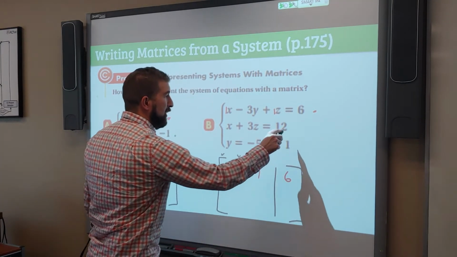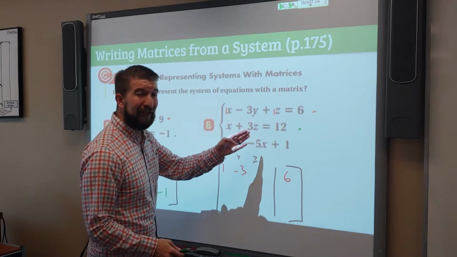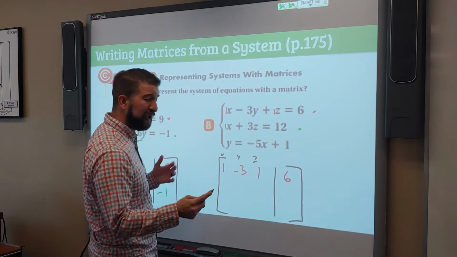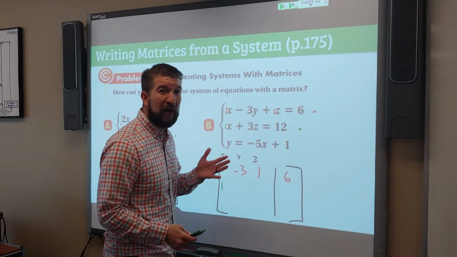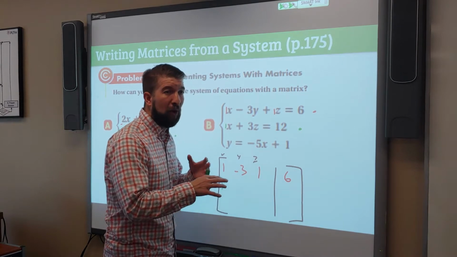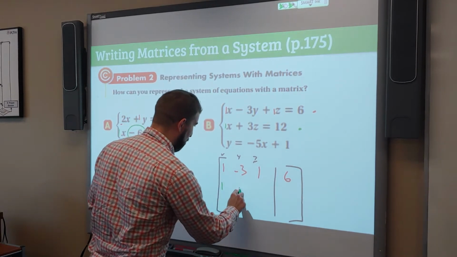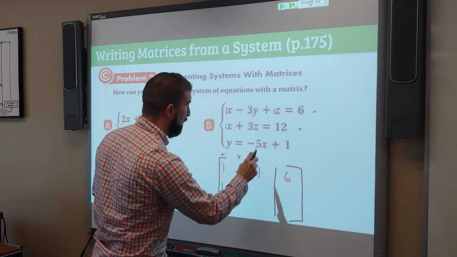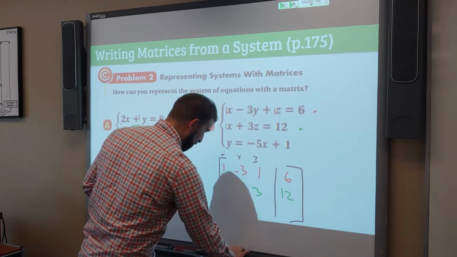Okay. So on this one, we have x and z. So let's just do the x. Invisible 1 right there. There's no y. If you have nothing or none of something, that's also called a 0. So I'm just going to put 0, and then my z is 3, and my number over here is 12.